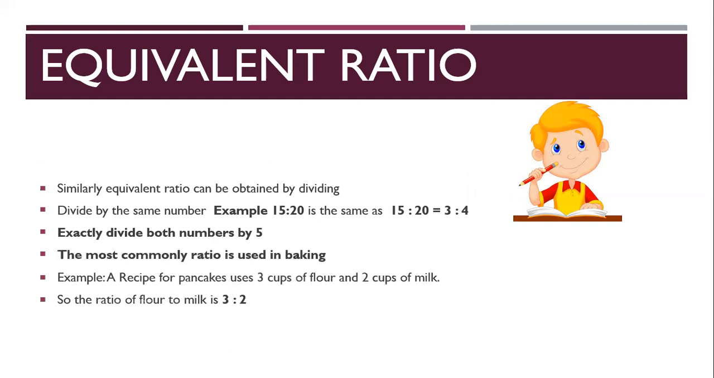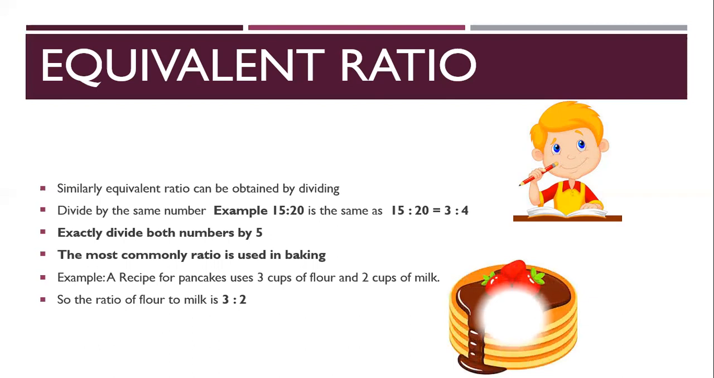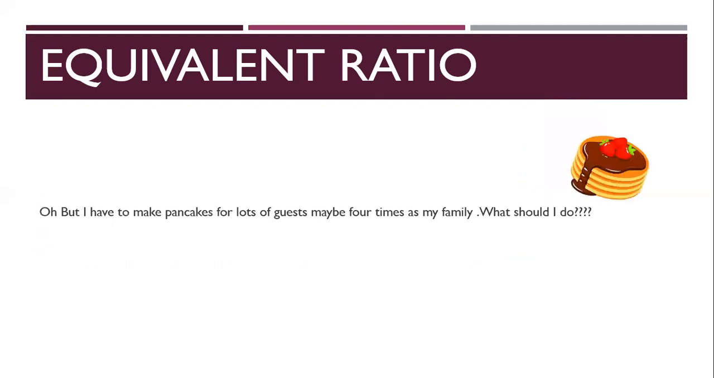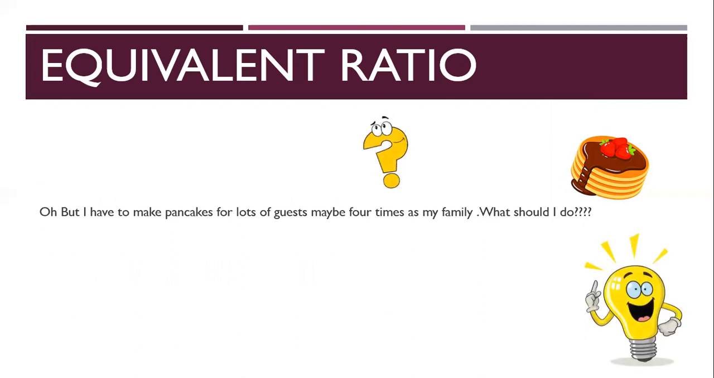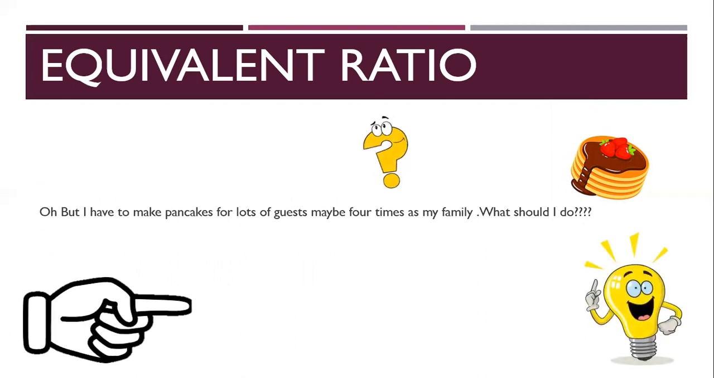The most common use of ratio is in baking. For example, a recipe of pancakes uses 3 cups of flour and 2 cups of milk. So the ratio of flour to milk is 3:2. Wow, yummy pancakes. But I have to make pancakes for lots of guests, maybe 4 times my family. What should I do? Oh, I have an idea.